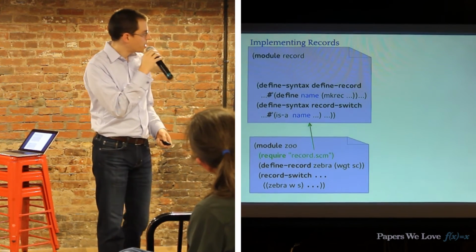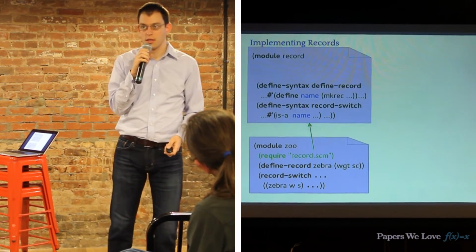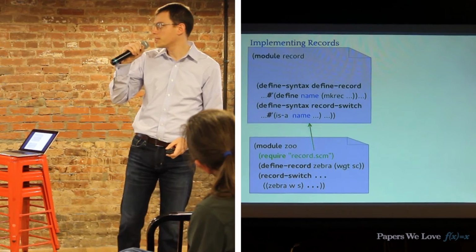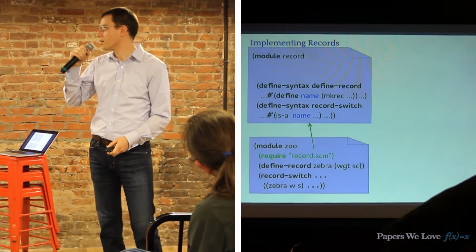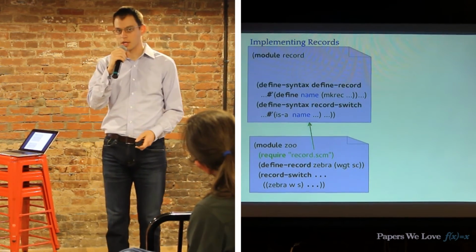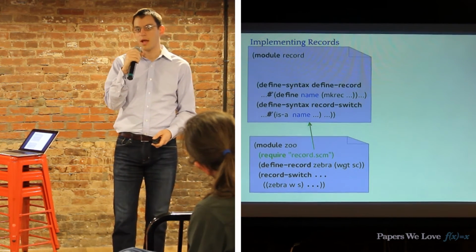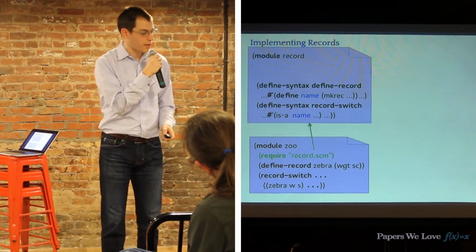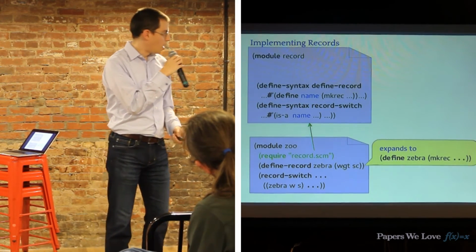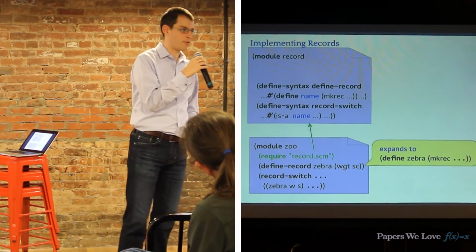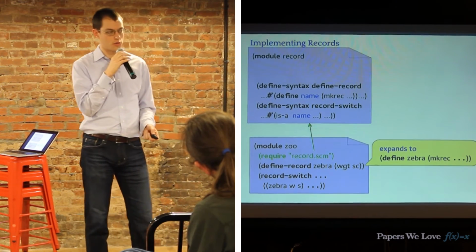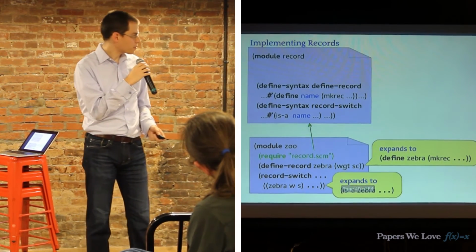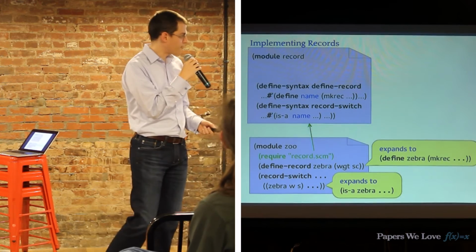Okay, so here are some snippets from the implementation. We're going to define the name for zebra, which is going to construct records. We're going to have an isa check to see if we've got a zebra and that sort of thing. And the expansion of define-record is therefore going to expand into this construct-a-zebra. And the same for record-switch.